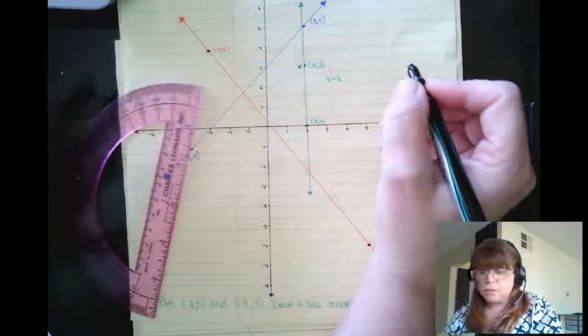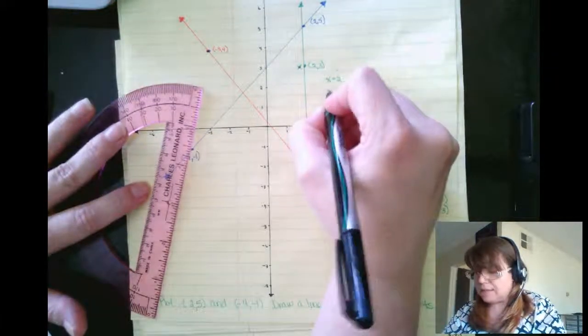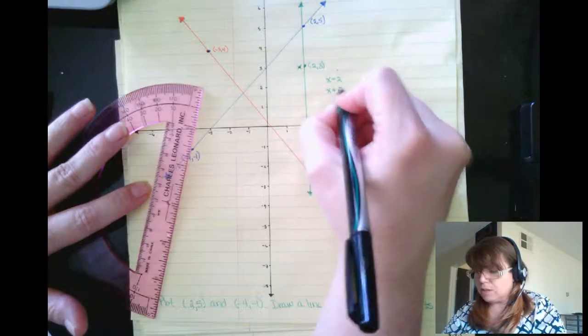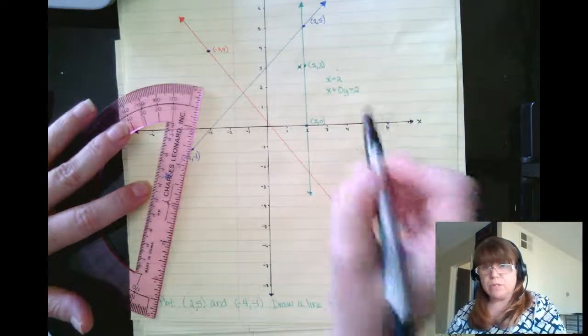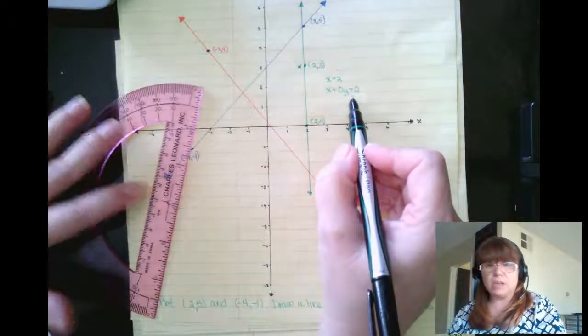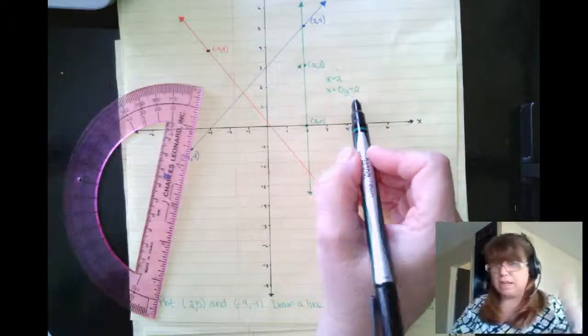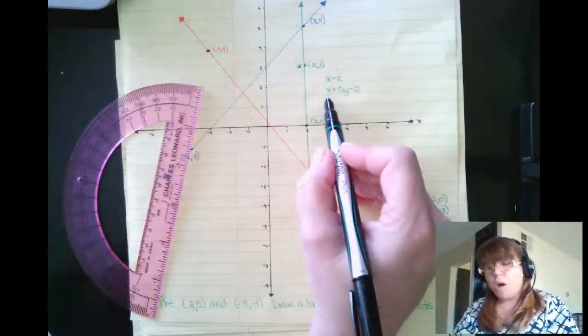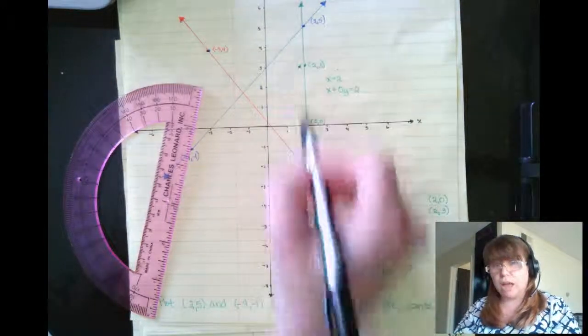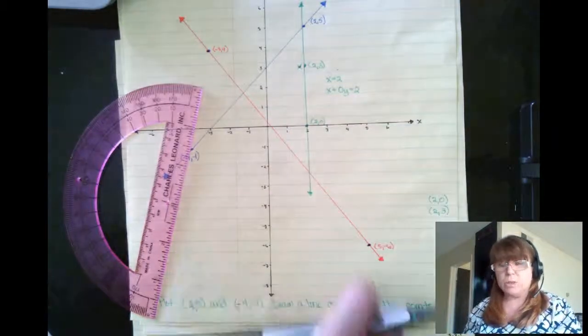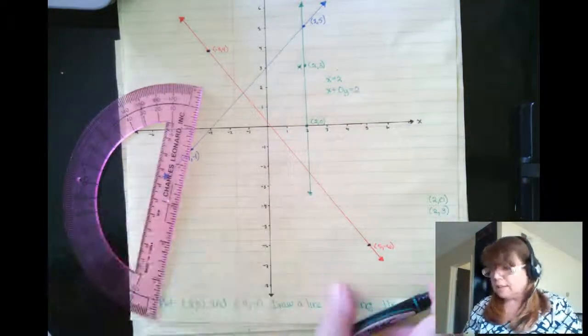Why is it x equals 2? Because I can rewrite it as x plus 0y equals 2. And therefore, it doesn't matter what y I put in. I could put in 1, -1, 3, -1,000. It's always going to be x equals 2, meaning a vertical line where x is 2 and x never changes.